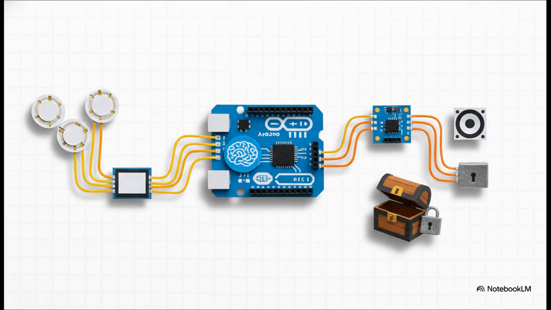The hardware for this one is a little more involved, but totally manageable. You'll need an Arduino to act as the brains. For the inputs, you can use something cool like touch sensors, and you'll want to use a multiplexer to expand your inputs. That way you don't use up all the pins on your Arduino.